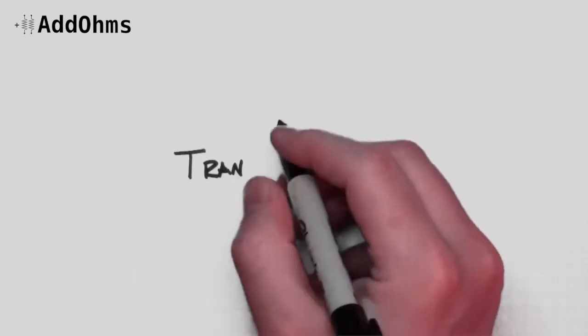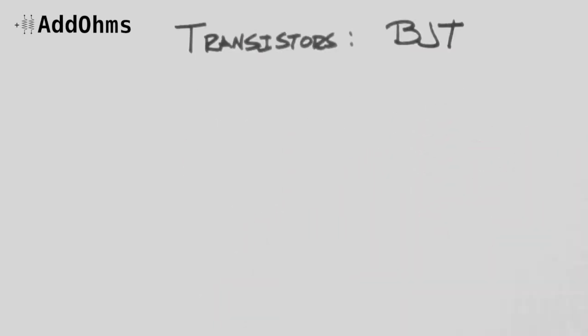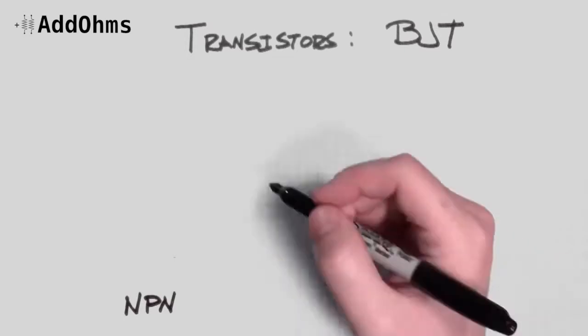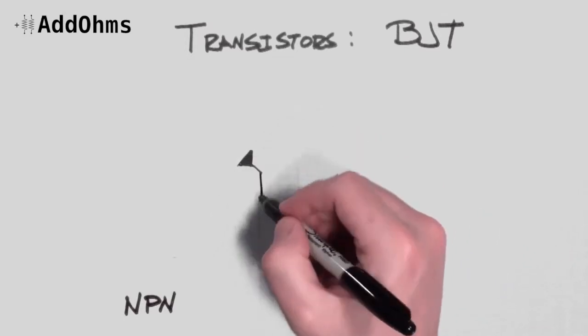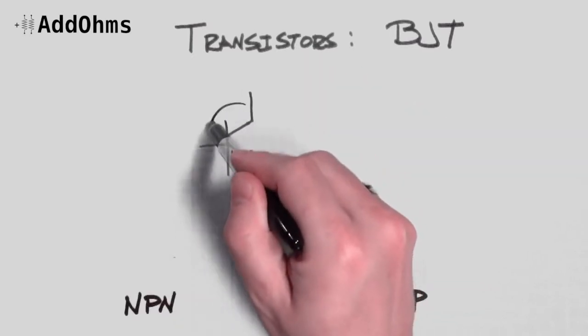We're going to look at a couple different types of transistors, first starting with the bipolar junction transistor, also known as the BJT. The 2 types of BJTs are an NPN and the PNP. Just like the actual transistor, the symbol is based on a diode. Depending on which type of BJT it is, the diode will face a different direction.